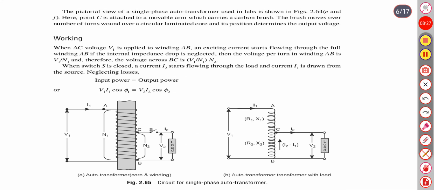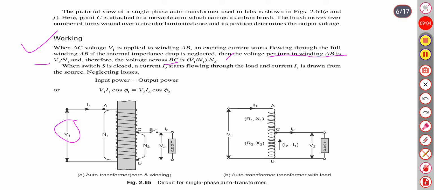Now the pictorial working. When AC voltage V1 is applied to winding AB, an exciting current starts flowing through the full winding AB. If the internal impedance drop is neglected, then the voltage per turn in winding AB is V1 upon N1, and therefore the voltage across BC is V1 upon N1 into N2.